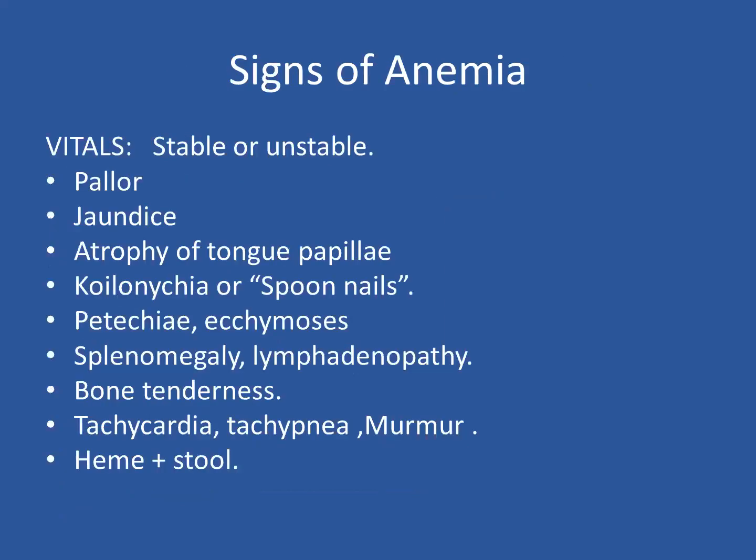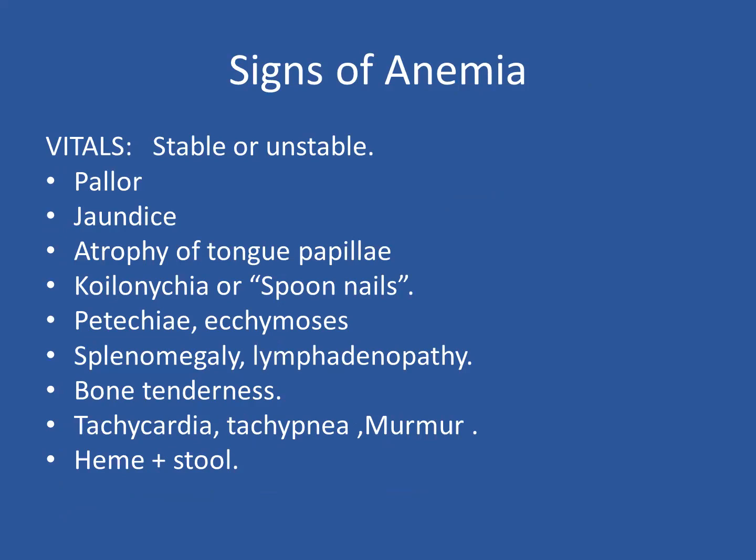So signs of anemia, you will see pallor. If there's hemolytic anemia, which we'll talk of later, there's jaundice. There's koilonychia, or spoon nails, that happens in iron deficiency. Petechiae and ecchymosis happen if there are decreased platelets and decreased hemoglobin, so that can be bone marrow suppression. Splenomegaly, lymphadenopathy can be found in hemolytic anemia or lymphoma, leukemia. Tachycardia, tachypnea, murmur is definitely a sign of anemia.